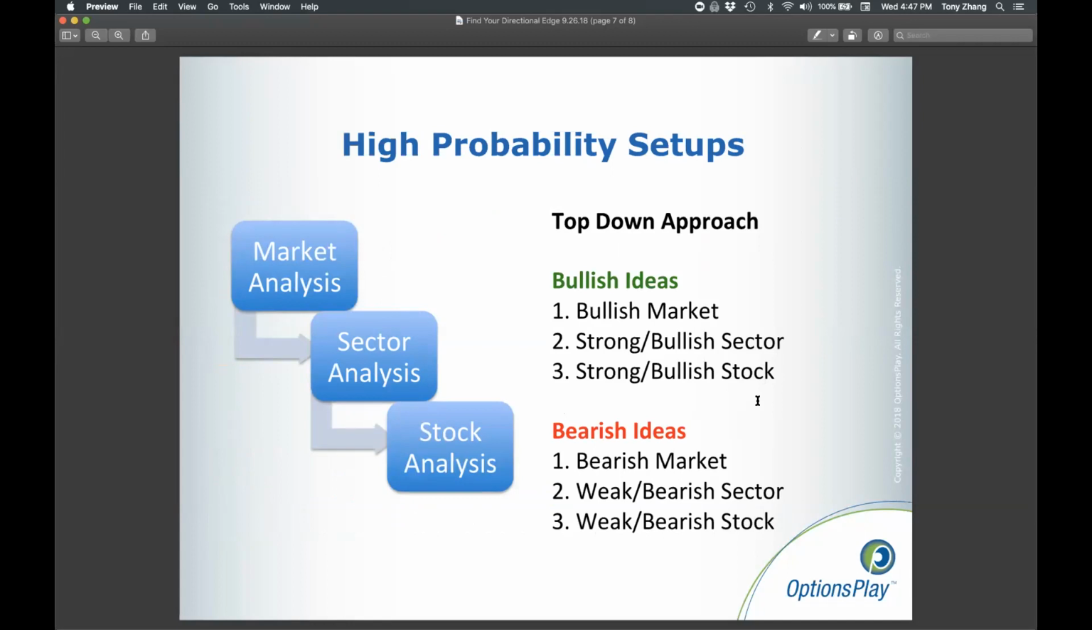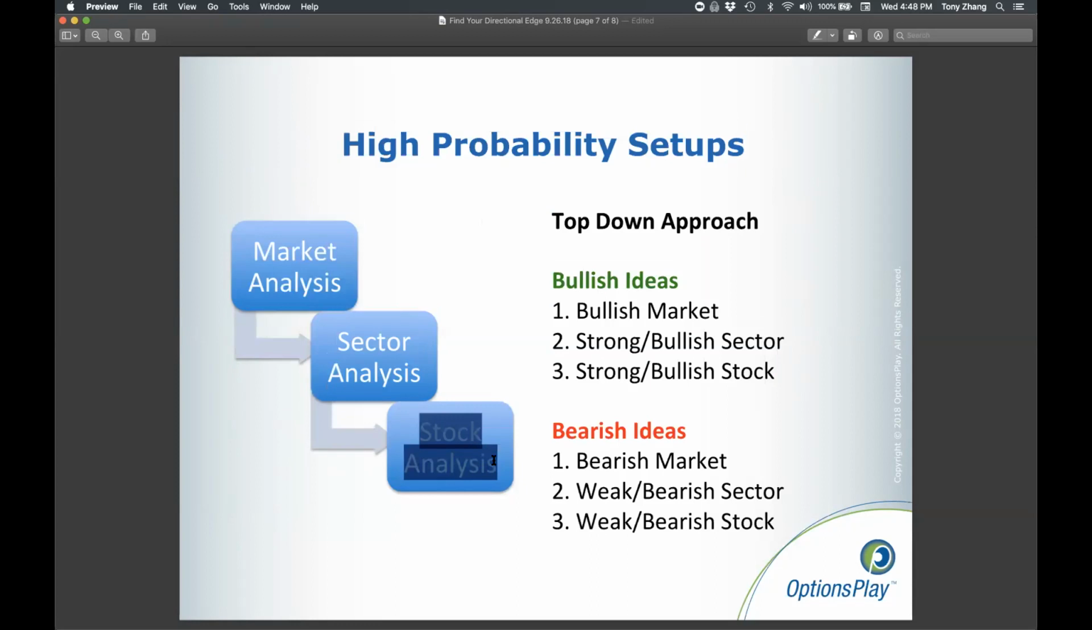This is really looking at not just the stock level, but first starting off at the market level, understanding where the market is currently trending, where the market is going, then looking at individual sectors within that market to see what are strong sectors, what are weak sectors, are they trending higher, are they trending lower? And then lastly, once you've determined a sector that you want to look at, then look at the individual stocks.